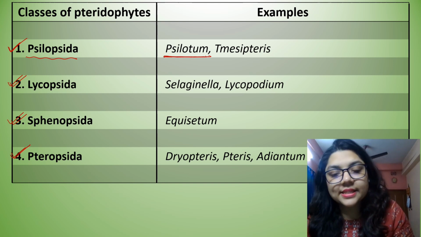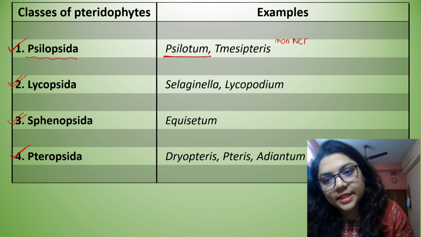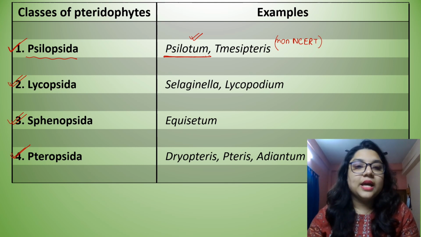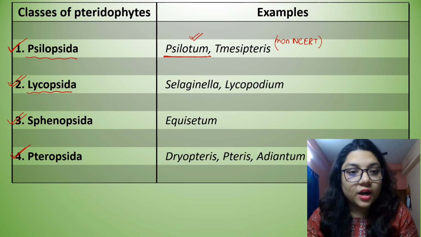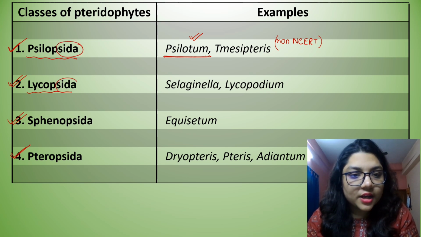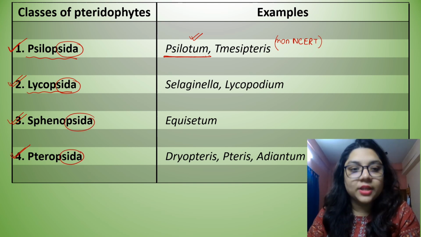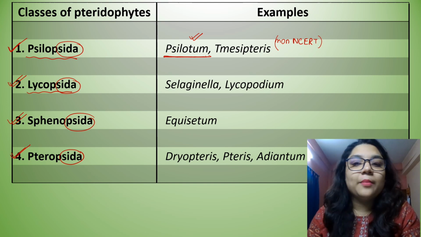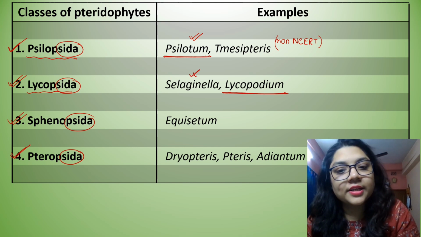Then the next example is Mesipteris, and this is a non-NCERT example. This is not present in NCERT. NCERT has given Coelotum. So in Coelopsida, Coelotum. Easy to remember. Then comes your Lycopsida. If you remember Lycopsida, what is at the end of each one? Opsida is common in all. So Coelo, here also Coelotum. Lyco, here also Lycopodium. Getting it? Lycopodium. And the other one is Selaginella.